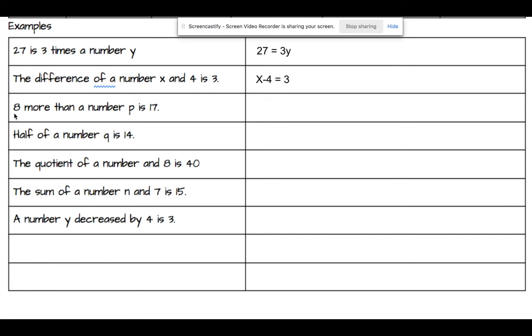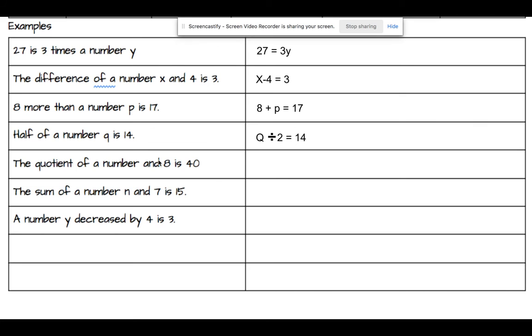This next example says 8 more than a number p is 17. So again, you start with the same order that it's written. 8 more than a number p is equals, remember that's the same, 17. Half of a number q is 14. So remember half is a division. So we're going to take q divided by 2 equals 14. The is the equals.